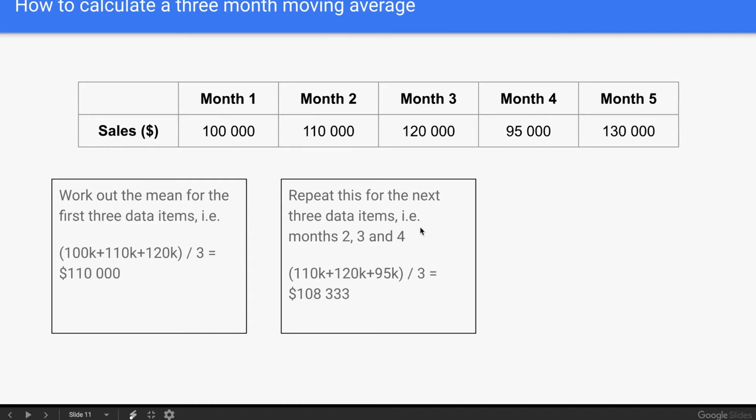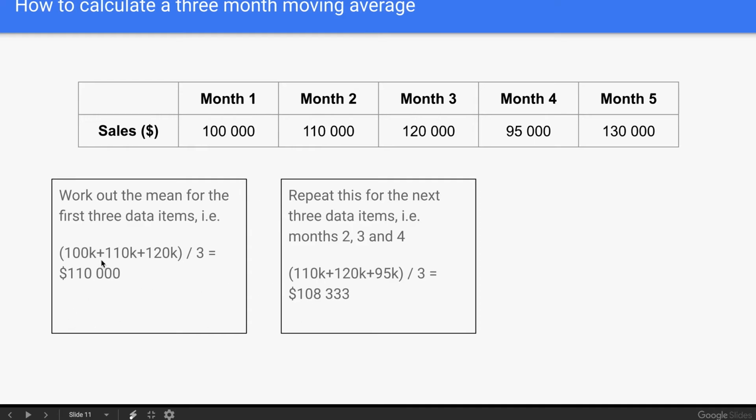Next step is you repeat it, but for the next 3. So there's going to be a little bit of overlap. Now you're going to look at months 2, 3, and 4. You started with months 1, 2, 3, then you've got 2, 3, 4. And then guess what? You're going to do 3, 4, 5. That's going to give you 3 answers in the end. And then you plot those on a graph, and that gives you a sort of moving average curve.